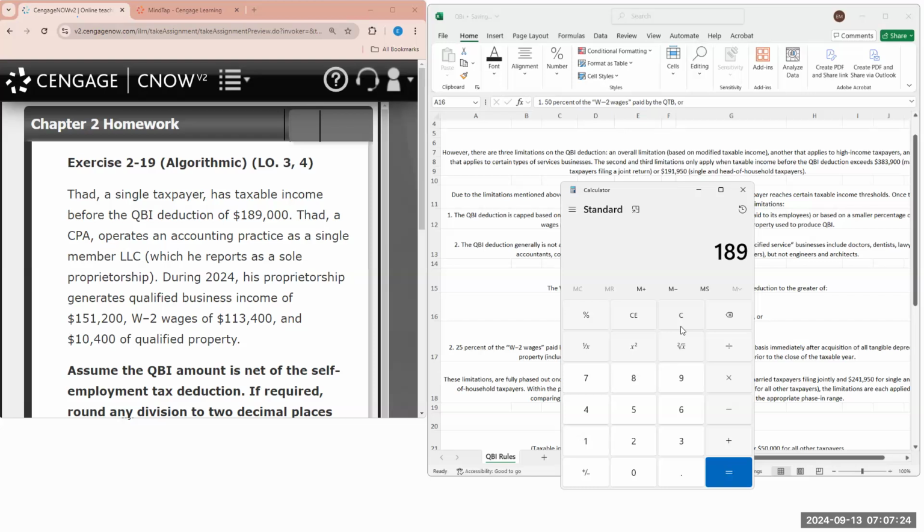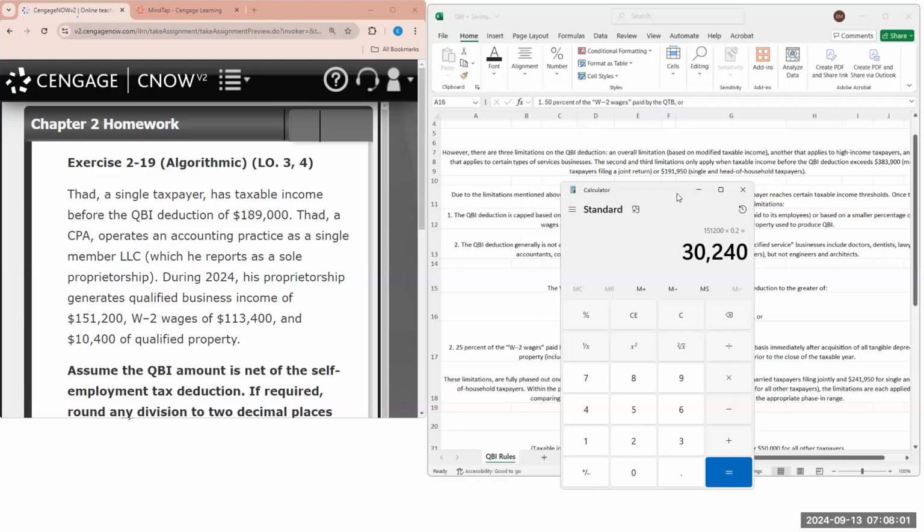So here we have 189,000 multiplied by 20%, which gives us 37,800. Versus 151,200 by 20%, which gives us 30,240. So based on this information, again, because FAD's taxable income before the QBI deduction is less than, let me make sure this is 2024, perfect.